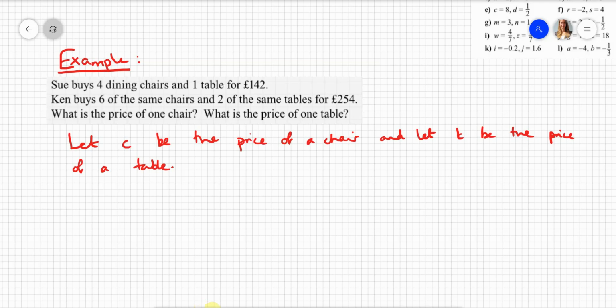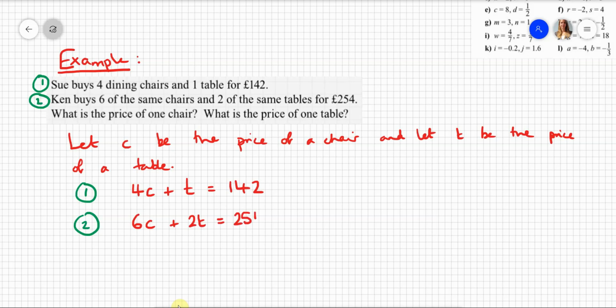So for Sue's purchase, we can turn that into 4C plus T equals 142. And for Ken's purchase, we can turn that into 6C plus 2T equals 254. So 4 chairs plus 1 table costs 142. 6 chairs plus 2 tables equals 254.